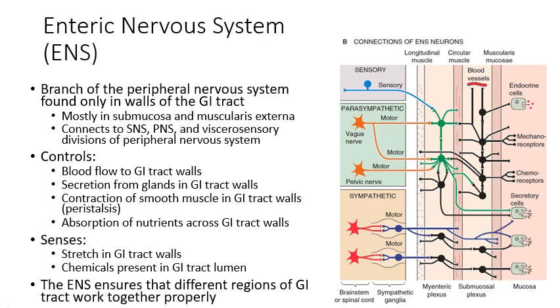And the last thing we'll talk about related to the GI tract wall is the enteric nervous system, or the ENS, which is all of the neurons and their axons that are located in the GI tract wall. So you actually have a lot of neurons with their cell bodies in the walls of the GI tract. Most of those cell bodies are in the submucosa or the muscularis externa layers of the GI tract wall.